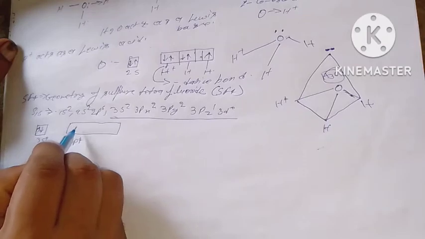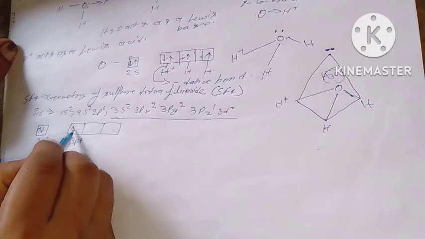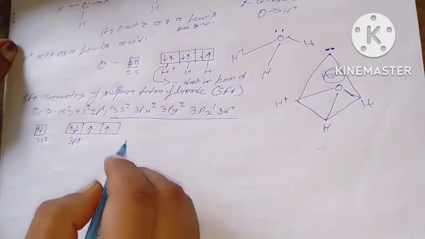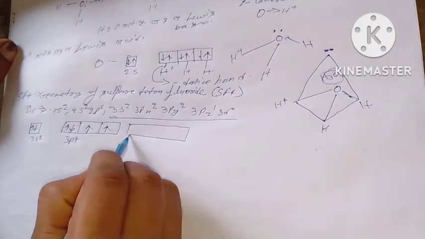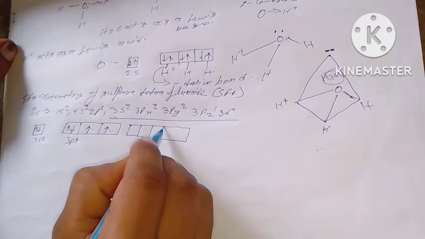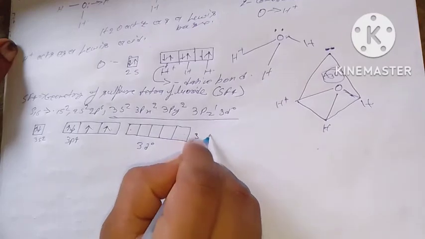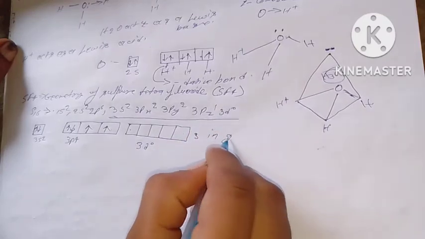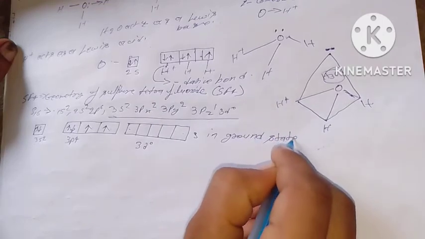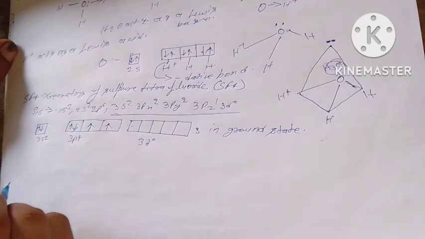This is the 3p4, and this is the d orbital, 3d0, with 5 orbitals. This is sulfur in the ground state, okay. Ground state.